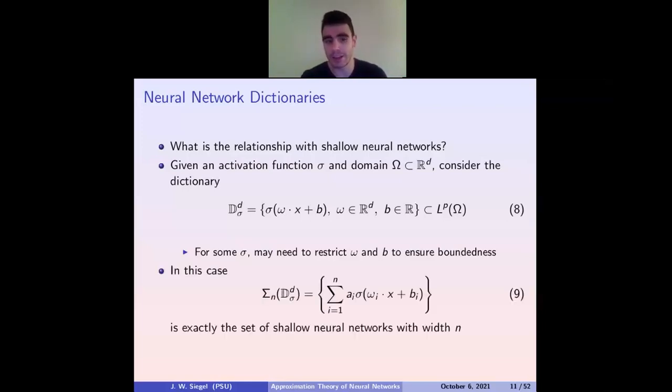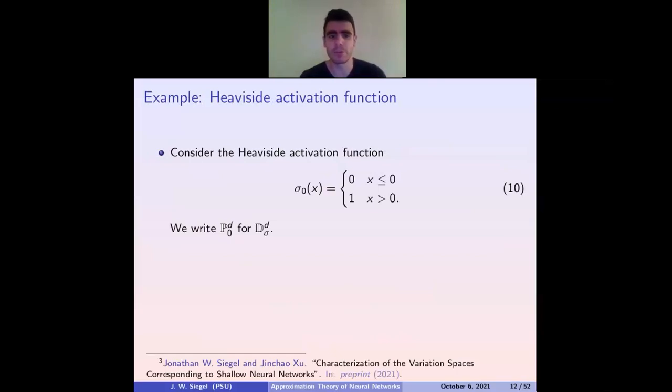And then in this case, nonlinear approximation from this dictionary corresponds exactly to approximating by shallow neural networks with width n, of course, because we're taking a linear combination of σ(ω_i·x + b_i)'s, and these ω_i and b_i, in addition to the coefficients a_i, depend upon the function that we're trying to approximate. Okay, so let's look at some concrete examples of activation functions and see what this space looks like.